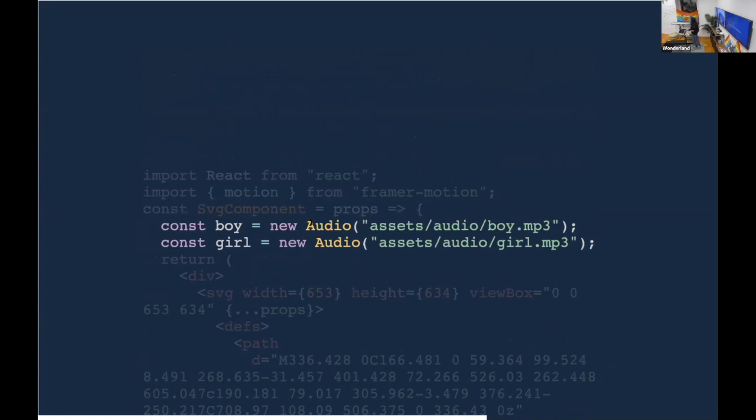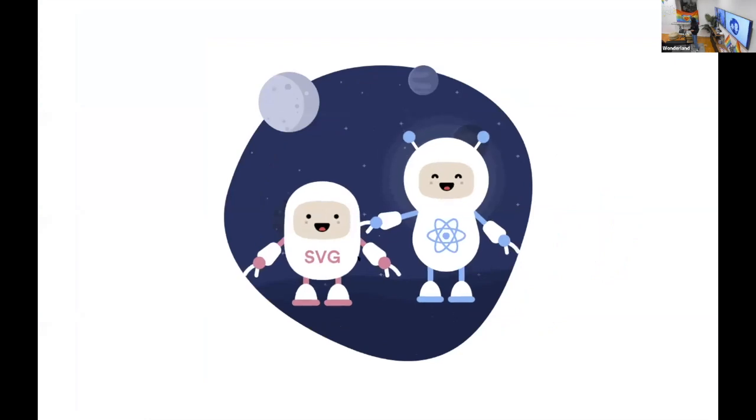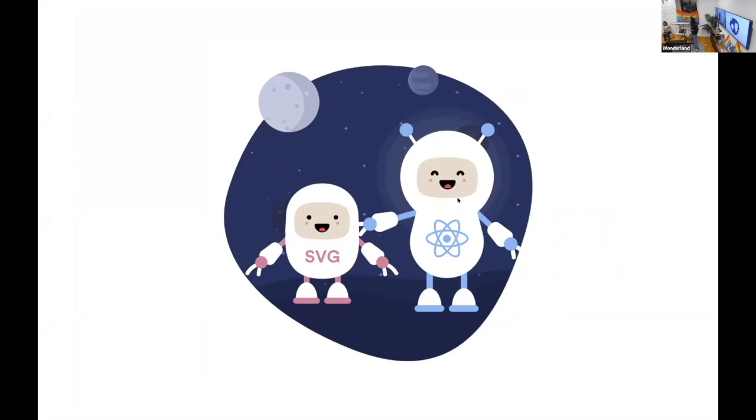I'm using the audio HTML element. This is not the React tag, it's pure HTML. So I'm creating a new audio element, and this is my audio. And that's basically the result. So when I click, I'm playing the girl, and I'm playing the boy.